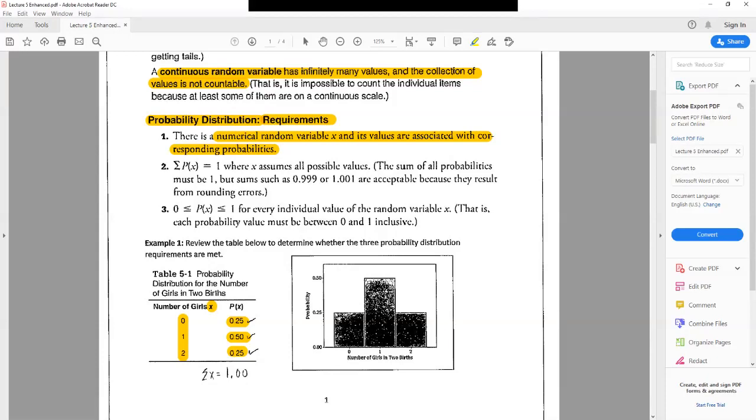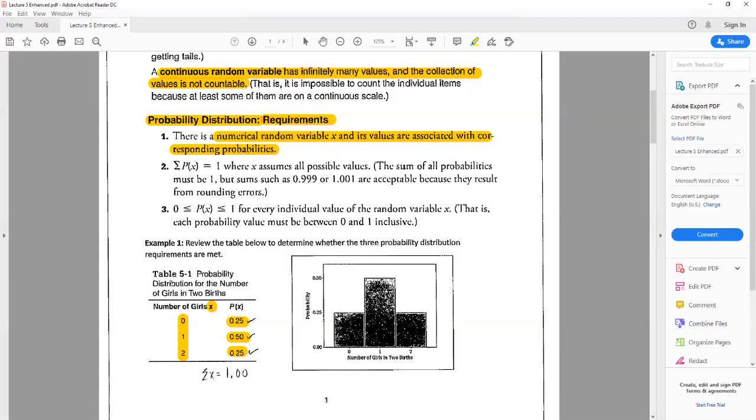So the probability of having 2 girls in 2 births is 1/4, right? 0.25. The probability of having 1 girl, if you have 2 children, is 1/2. And the probability that you would have no girls, right? X is 0, would be 0.25 or 1/4. So the first requirement is actually met. We do have a numerical random variable x, and its values are associated with corresponding probabilities.